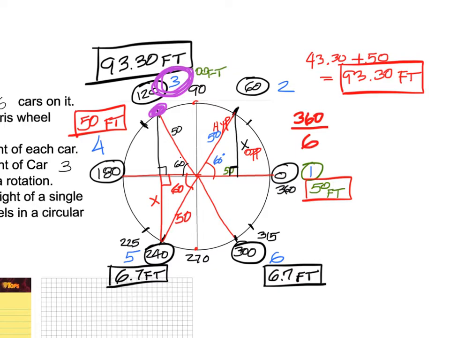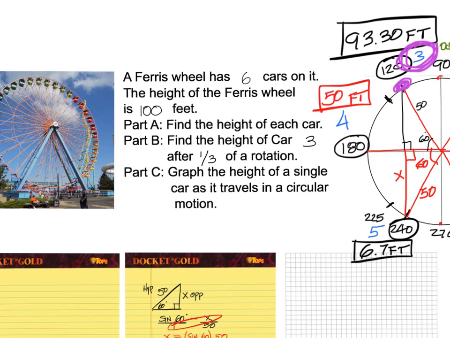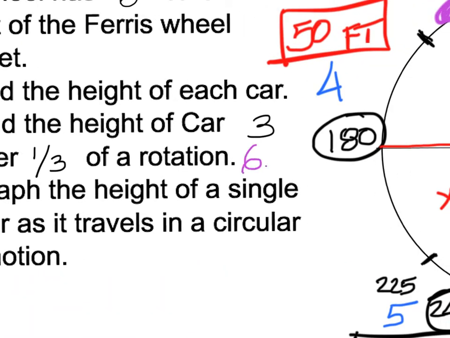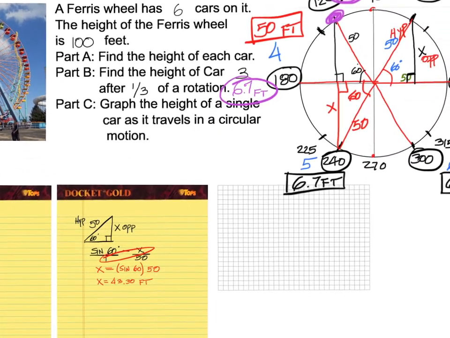How many spokes are on this Ferris wheel? 6. 1/3 of 6 is how much? 2. All right, so we would start here, and if we went there and then there, that's 1/3 of a rotation. And then what is the height of that car? 6.7 feet, right. So we could fill that in over here. And then the last question is, graph the height of a single car as it travels in a circular motion.